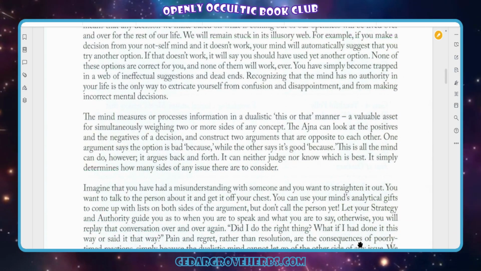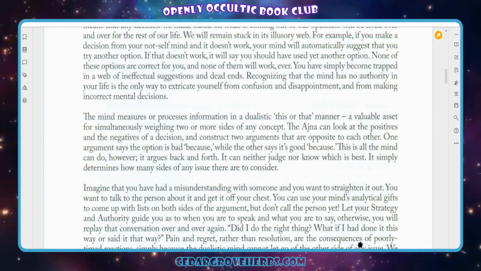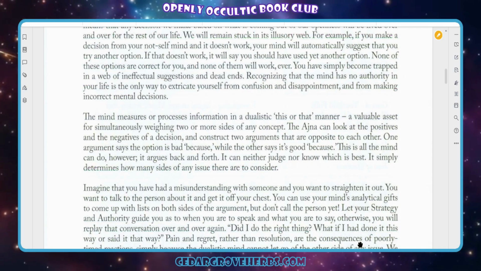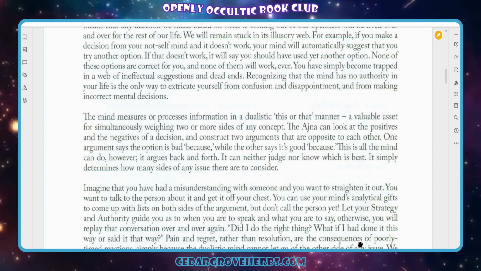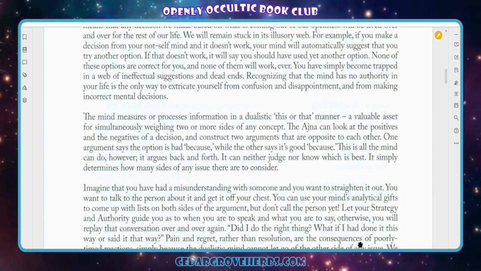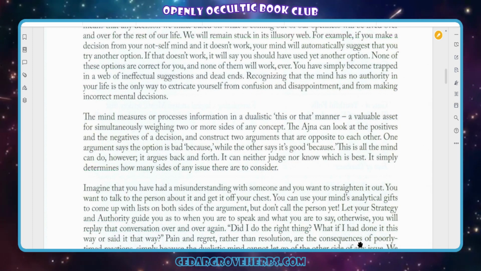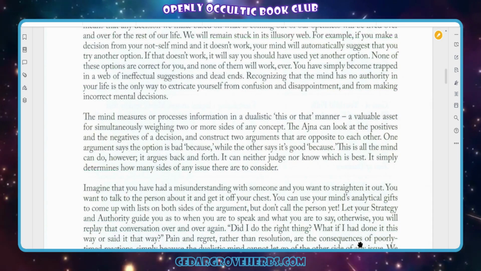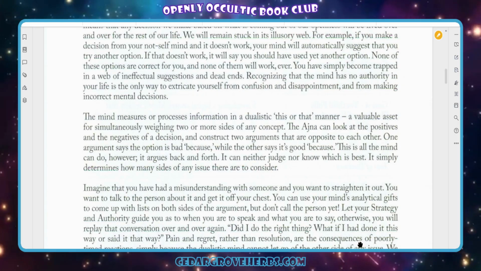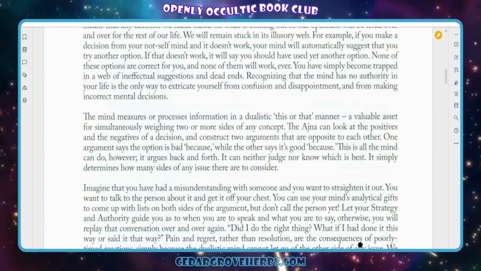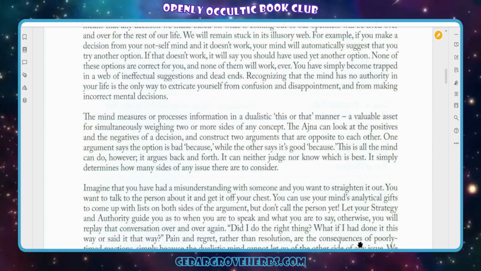The mind measures or processes information in a dualistic this-or-that manner, a valuable asset for simultaneously weighing two or more sides of any concept. The Ajna can look at the positives and the negatives of a decision and construct two arguments that are opposite to each other. One argument says the option is bad because, while the other says it's good because, and this is all the mind can do. However, it argues back and forth. It can neither judge nor know which is best. It simply determines how many sides of an issue there are to consider.